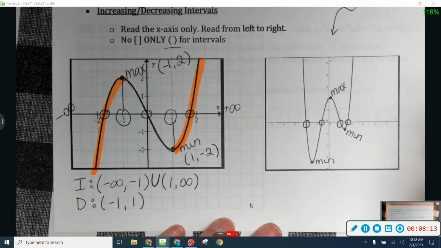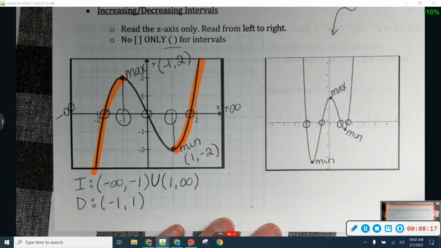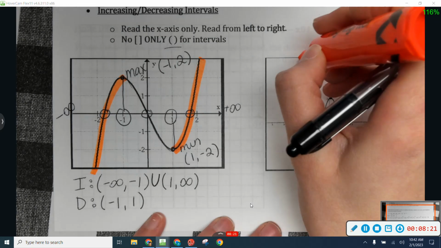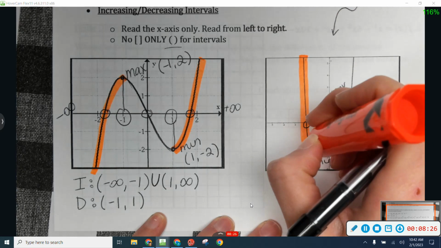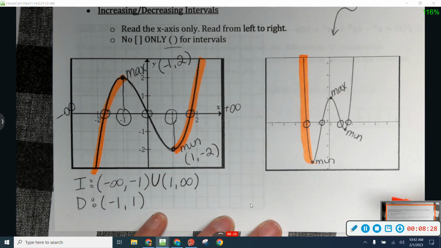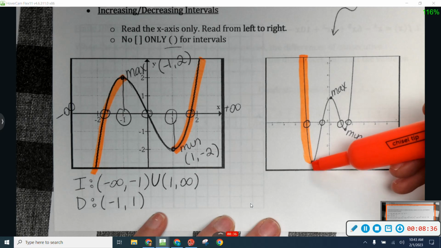So my increasing, we're not going to do the interval because those are not set points, and I can't see what those are from the copy machine. My original is clear, but it's fine. You would go decreasing from -infinity all the way to that x value. So let's just say that's -1.5. Okay? And then I would increase from that -1.5.